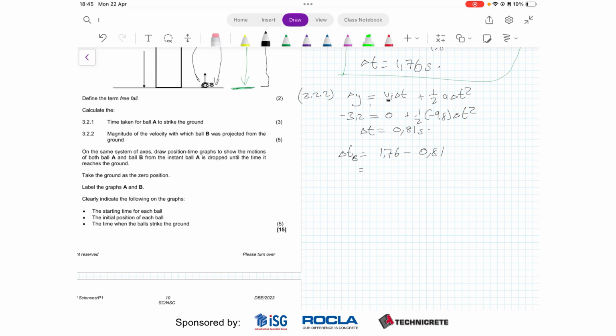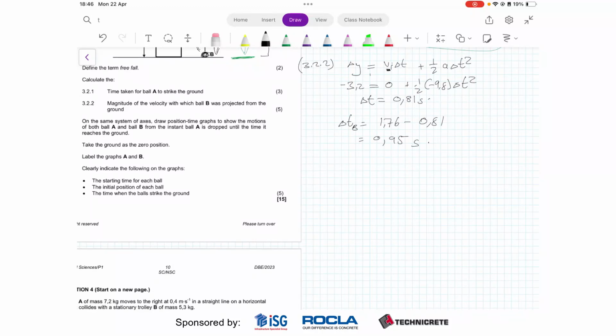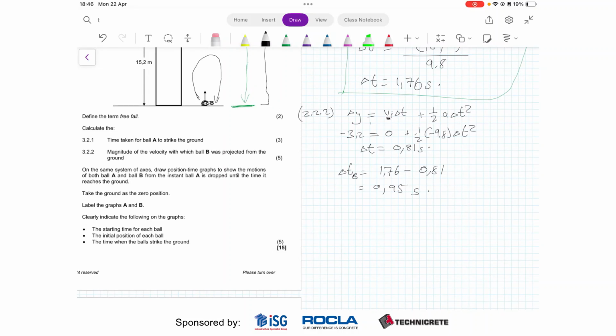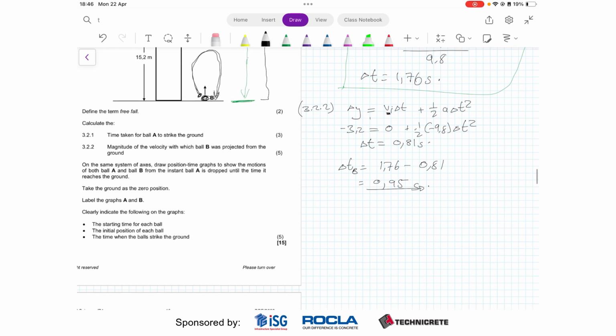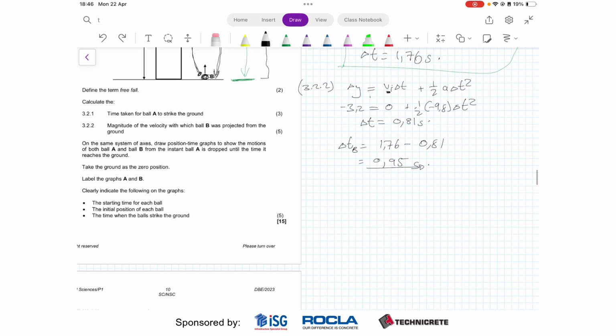And the answer for that will be 0.95 seconds. Okay, now we know that for our ball, B, the displacement is equal to 0 because our ball leaves the ground and then returns to the ground in the amount of time that is 0.95 seconds. Okay, so now what we can do is use the very same equation of motion to determine the velocity of ball B as it was launched.